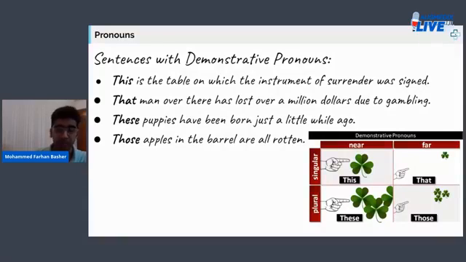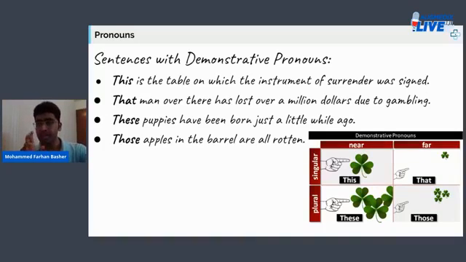And now you have a barrel of apples, and these apples are not near you. These apples are quite distant from you, right? So you say those apples, since they are far away from you. You say those apples in the barrel are all rotten.